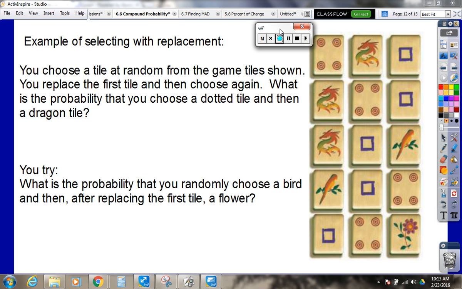Next example is from a game. Has anyone ever played this game? No. I've never played it either, but my 6th period class told me this is Mahjong, and some kids had actually played this before. So I'm not really sure how you play. It's spelled like this.